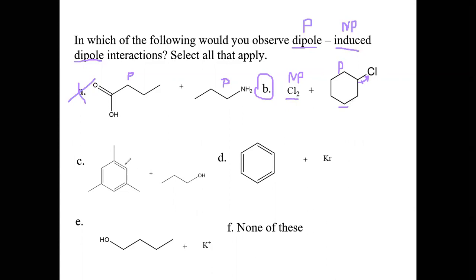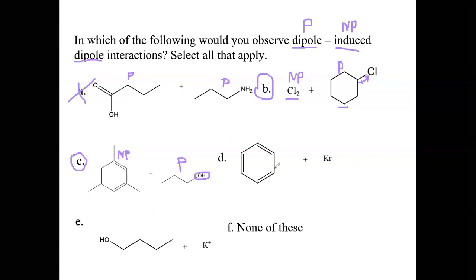Next, we go to C. We have trimethylbenzene. And you see it's only just containing lines. So whenever you see something that only just contains lines, it only has carbon and hydrogen. So since it only has carbon and hydrogen, this is going to be nonpolar. Now if we look at this propanol, this OH group here, this is polar. So we have a polar and a nonpolar. This would have dipole-induced dipole interactions.